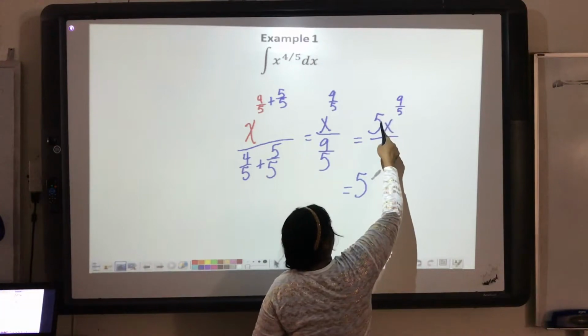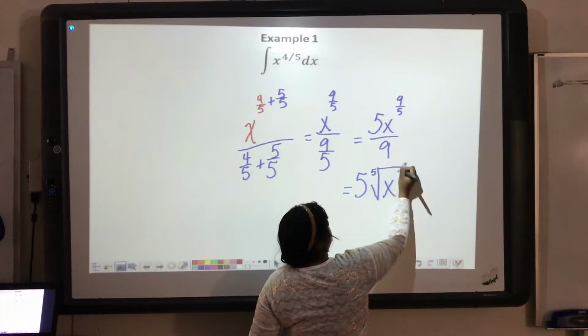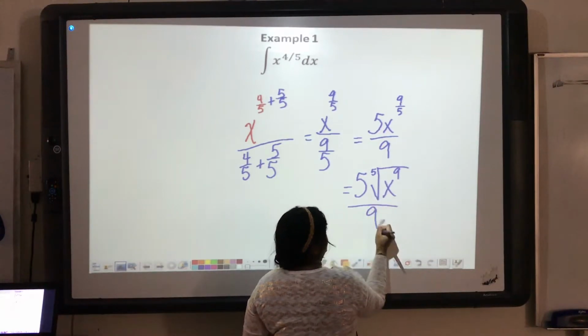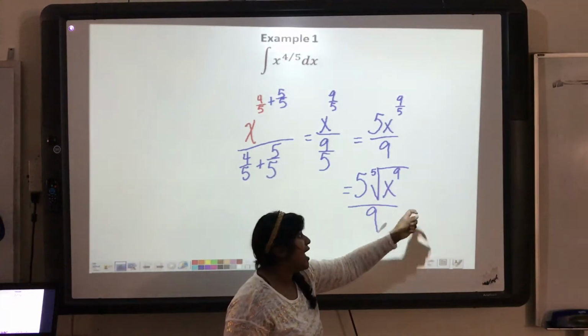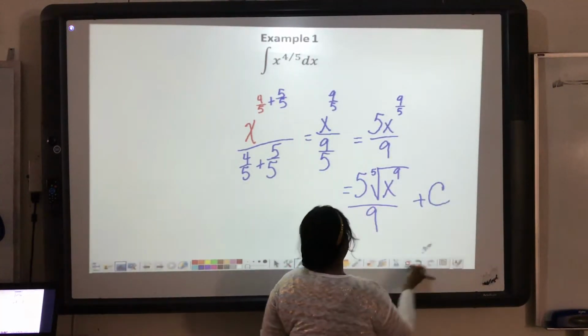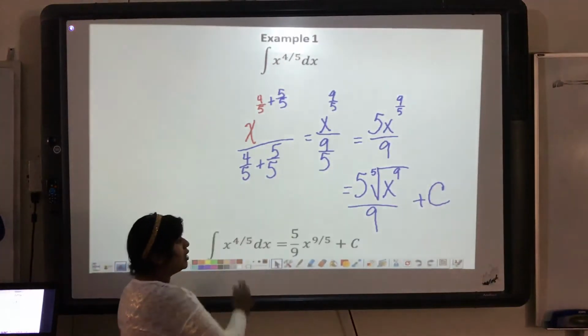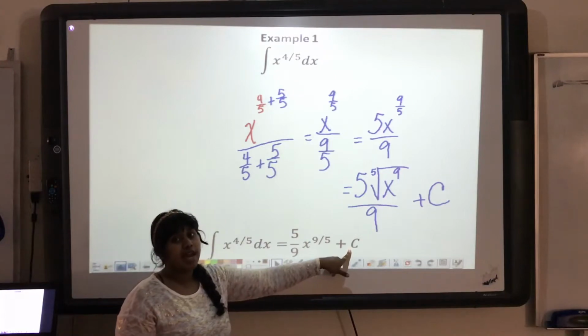the 5th root of x to the 9th, so the 5th root of x to the 9th all over 9. Am I done? Not quite. What do I have to tack on to every integral? Plus c. So now am I done? If I want to double check my work, I can see my answer right here. 5/9 x to the 9/5 plus c is absolutely correct.